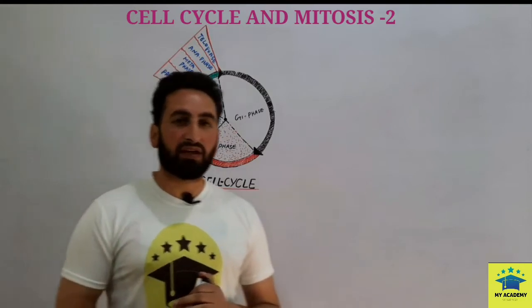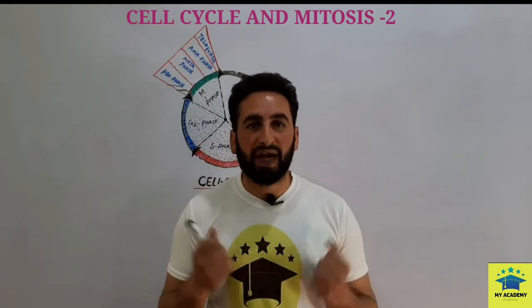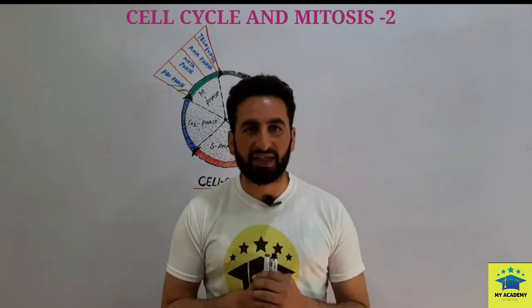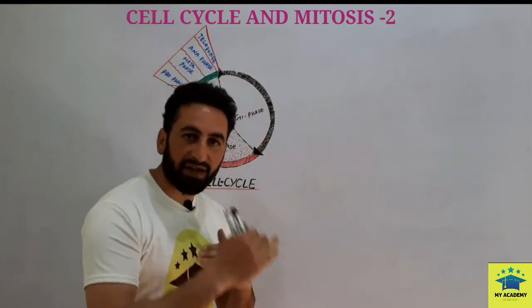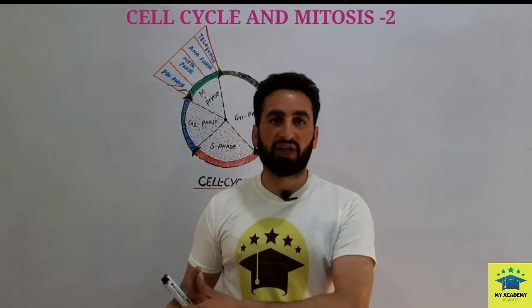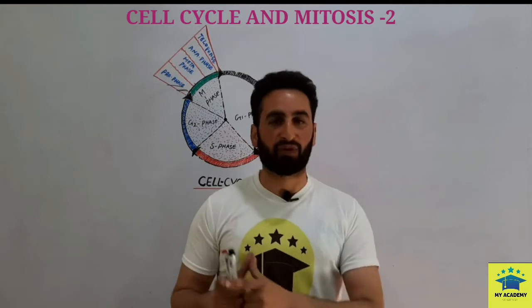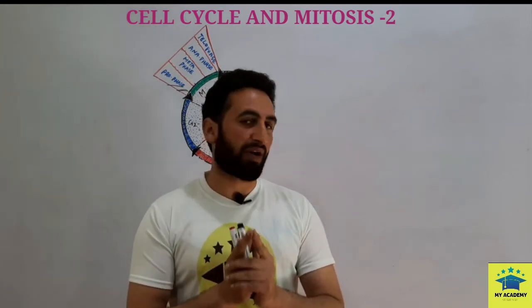Basically, in the cell, we have proteins called cyclins and cyclin dependent kinase proteins. Cyclins help in the regulation of the cell cycle, and cyclin dependent kinases are the enzymes that add a phosphate group to target proteins, basically phosphorylate the target proteins. Let's discuss all these things one by one.